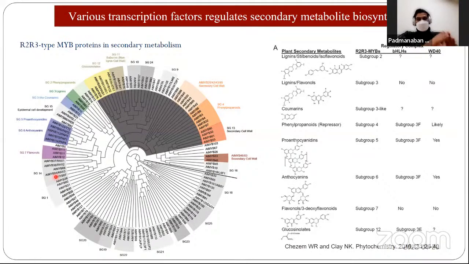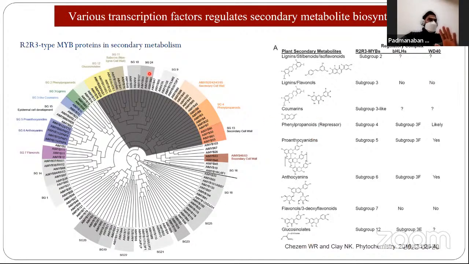So if you are talking about a tightly controlled process, that definitely involves transcription factors, because a transcription factor works like a ping pong mechanism. Once it is attached to some molecule, or to some other binding dimer, it goes to do DNA binding activity, and then it promotes the transcription of particular genes. So here is a list of R2R3 MYB proteins. MYB proteins and bHLH proteins are the well-known transcription factor families involved in the production of most secondary metabolites, such as lignins, coumarins, phenylpropanoids, anthocyanins, glucosinolates, and so on.